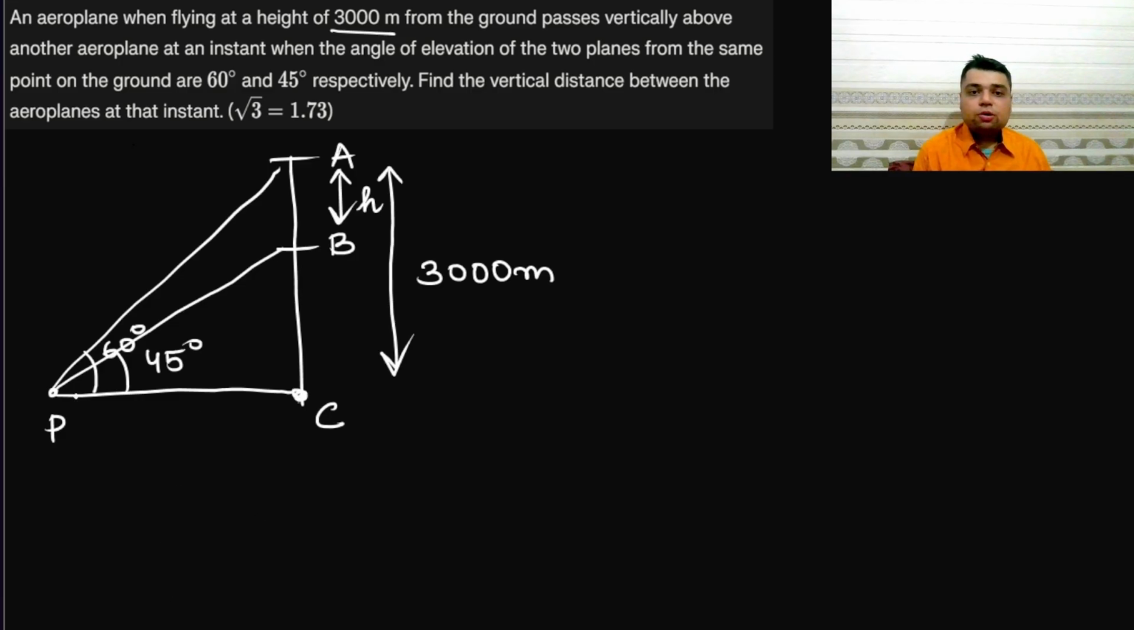Now if we talk about this triangle, we need to find this h. What I can do, h is basically what? AC total height minus BC. So this BC we need to find first, because AC we already know that is 3000, which is given in the question itself. Okay, so we can use the bigger triangle.